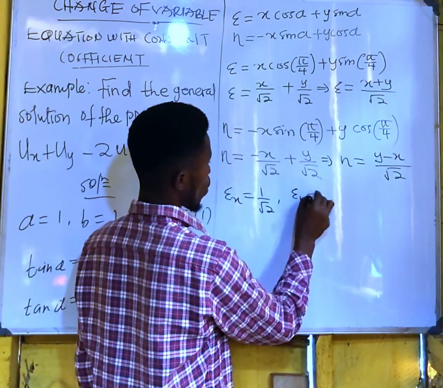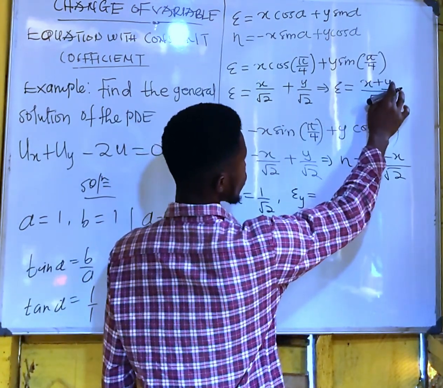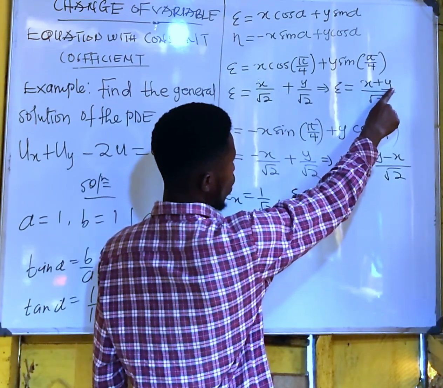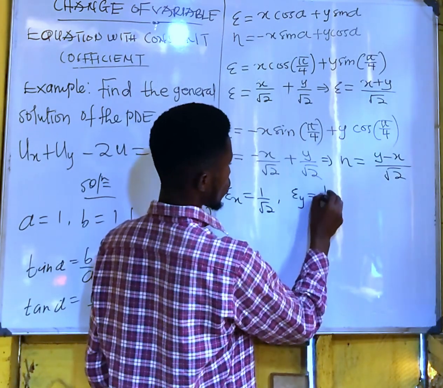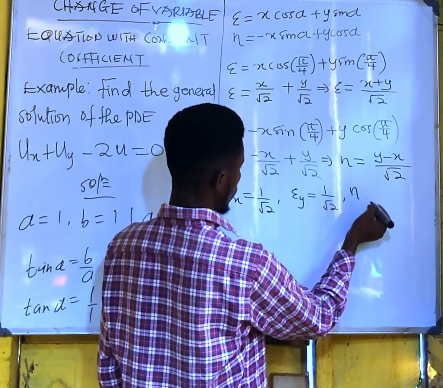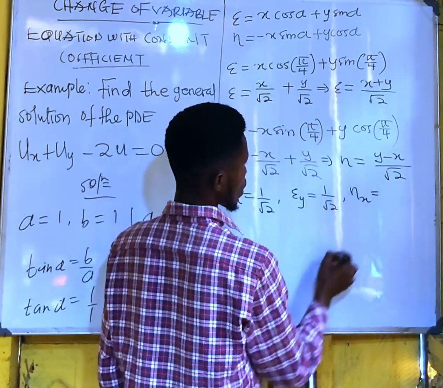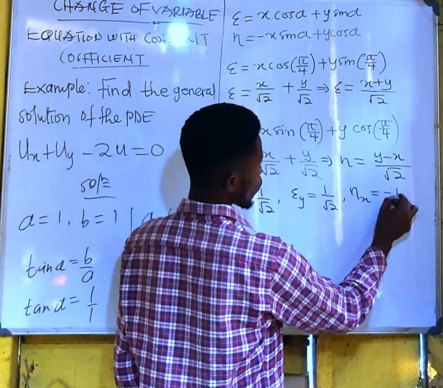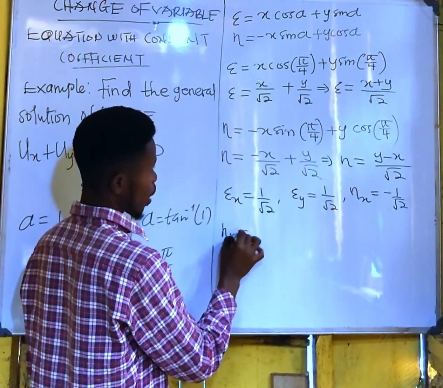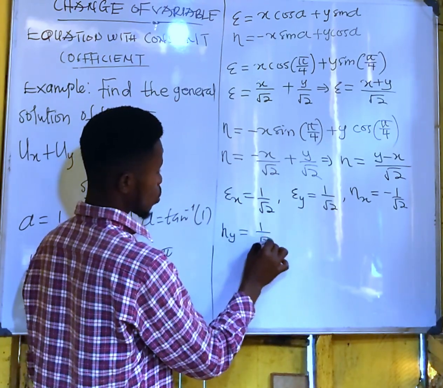Xi with respect to y: if I differentiate this one with respect to y, x goes to 0. If I differentiate y, that is 1. This one gives me 1 over root 2. Then eta with respect to x gives me negative 1 over root 2. Then eta with respect to y will give me 1 over root 2.